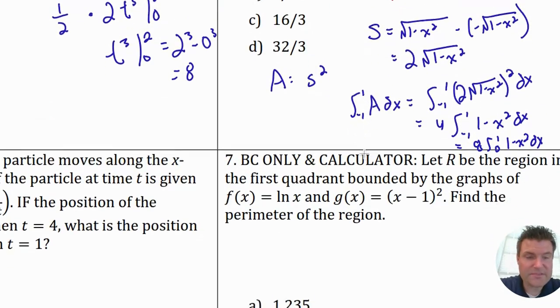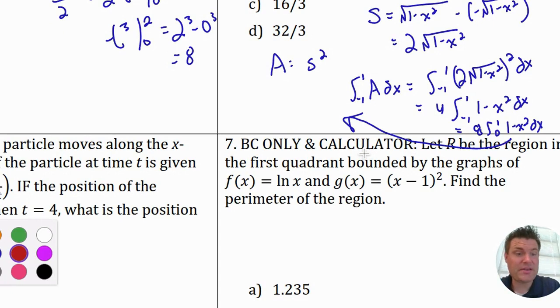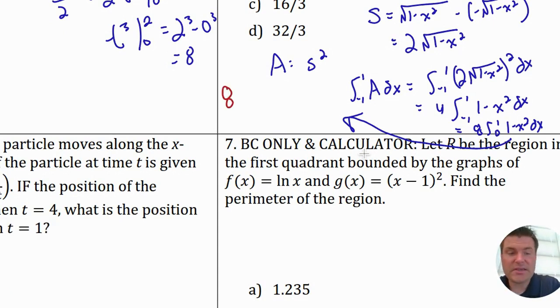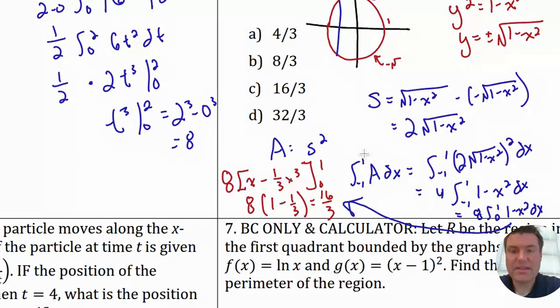Holy cow, did I not give myself enough room here? I'm going to actually keep integrating on this side over here in red. That's going to be 8 times the integral of 1 is x minus, looks like 1/3 x cubed. I'm going to go from 0 to 1 there. When I substitute those numbers in, I'm going to get 8 times 1 minus 1/3, which should give me an answer of, that should be 2/3 times 8. It's going to give me 16/3 as my answer for this problem.